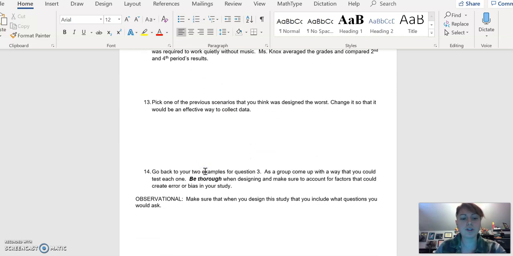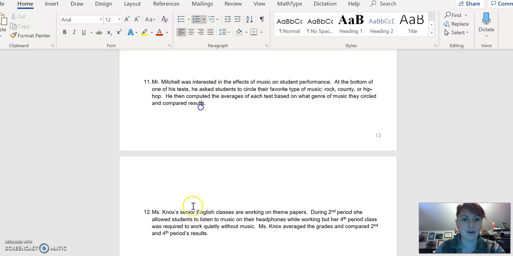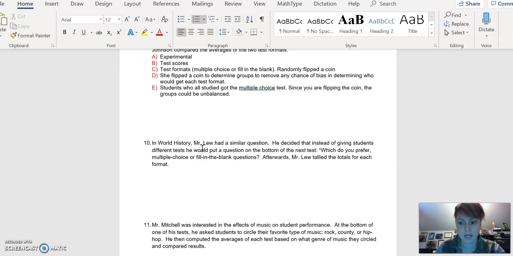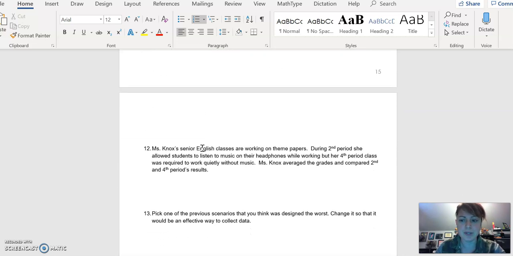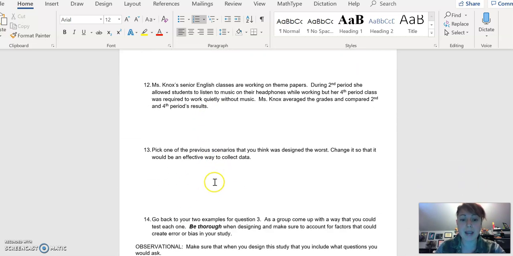All right, so then what you're going to do for question 13, pick one of the previous scenarios that was designed the worst and fix it so it would not be bad. So pick one of these ones, either 11, 12, or 10. You could use 9 as well if you wanted to, and rewrite it so that way it would be a good way to collect data.